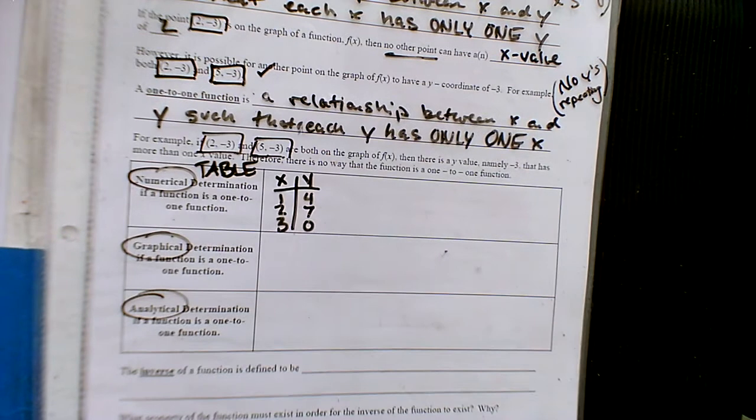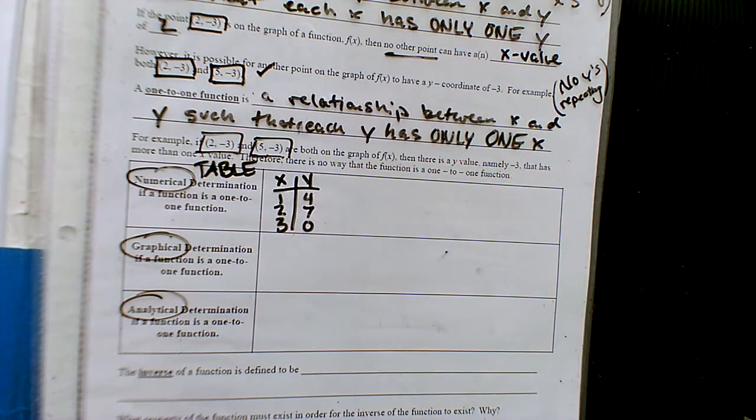I'll zoom in a little bit. Is that table of values a function? Yes, because there aren't any repeating x's. Is that table of values a one-to-one function? Why? There's no repeating y's. Are you sure?